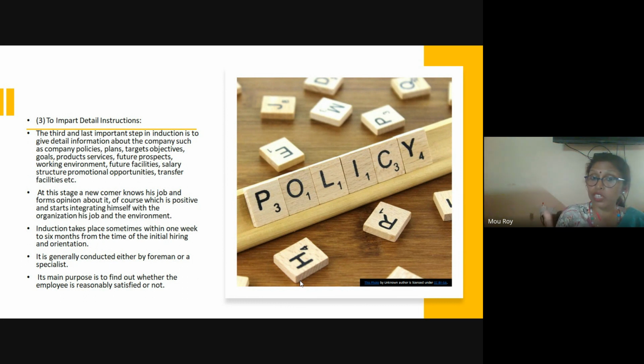Proper detailed instructions have to be imparted to the new employees, and it should be conducted by a specialist. That is very important. The main purpose is to find out whether the employee is reasonably satisfied or not. See, if you are a new employee, if you leave one company and join another company, you have to fit in yourself.